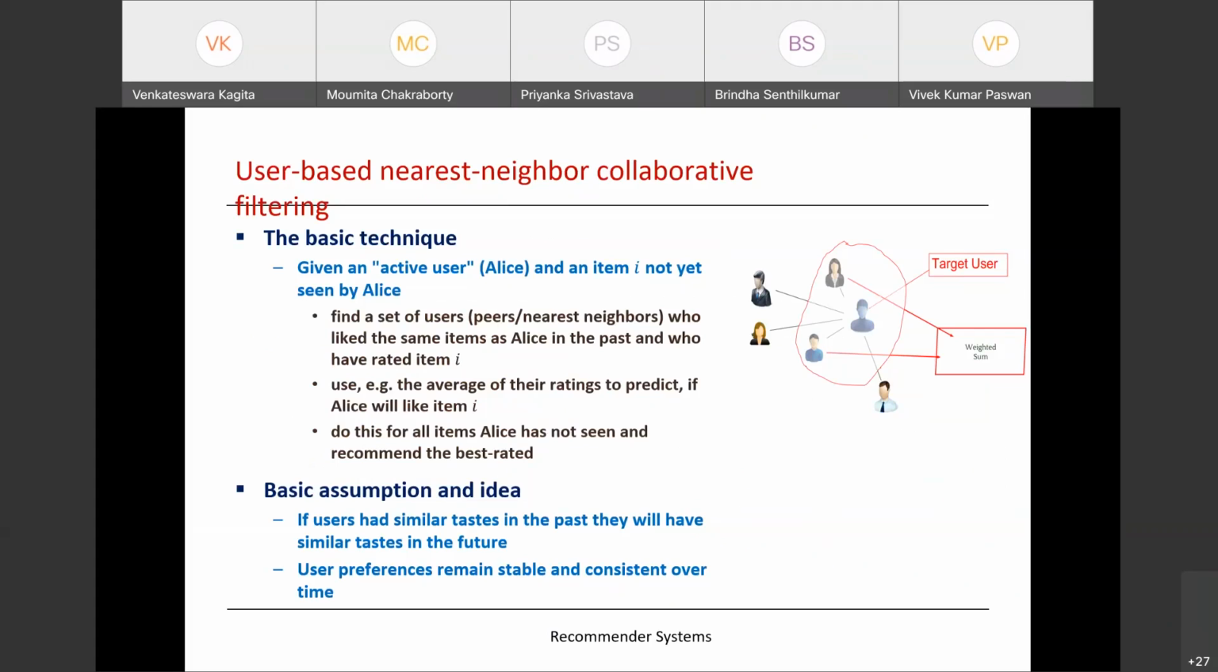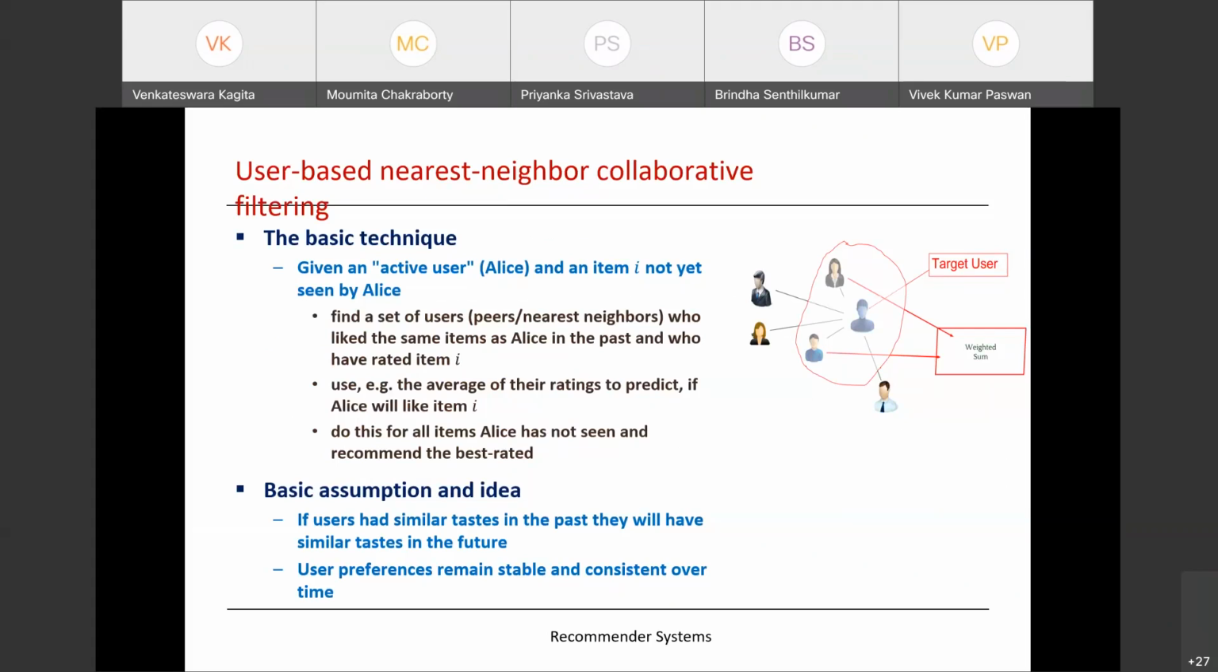So let us see the user-based nearest neighbor collaborative filtering technique. The basic idea is that we are given a target user. We also call him an active user. Target user and active user are the same. So Alice is the target user for us now, and there is an item I not yet seen by Alice. Now the question is whether this target user would like this item I or not.